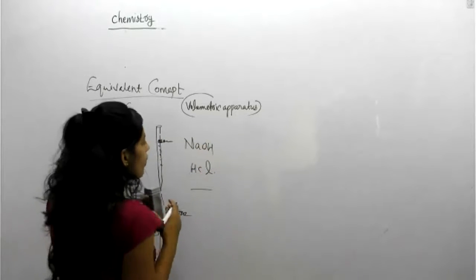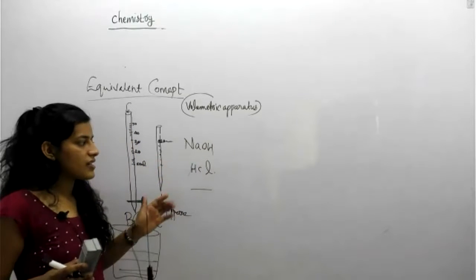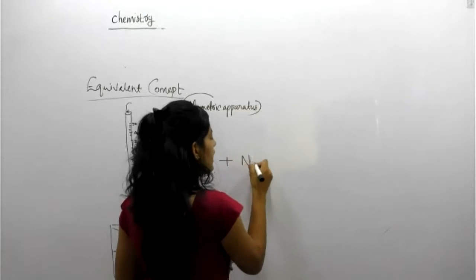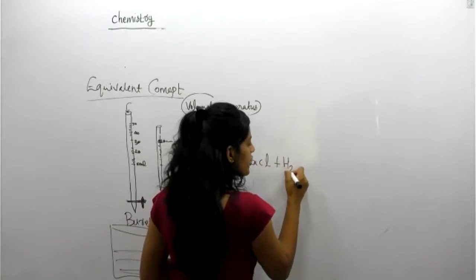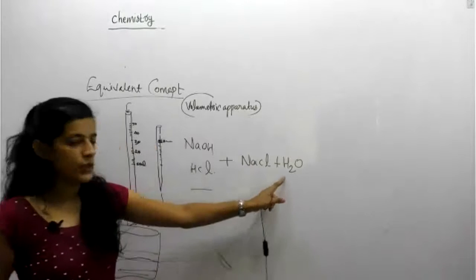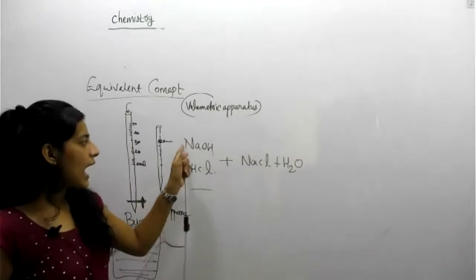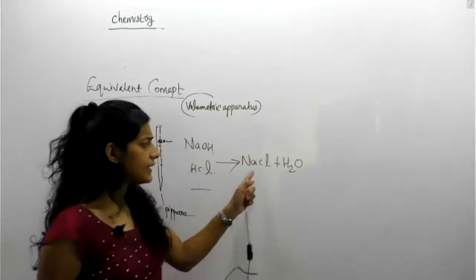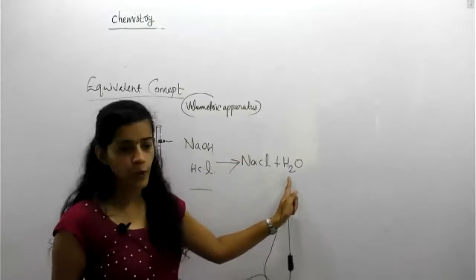Okay. So complete neutralization means NaOH combined with HCl forms what? NaCl plus water, students. Salt plus water will form. This is the base, this is the acid. Acid and base combine together and then form salt plus water.